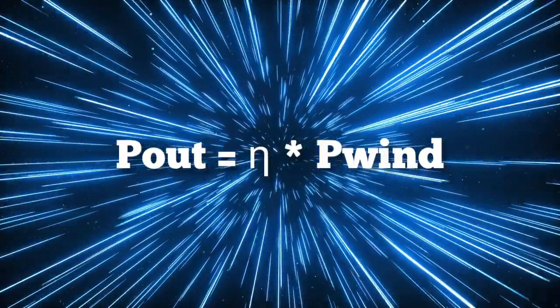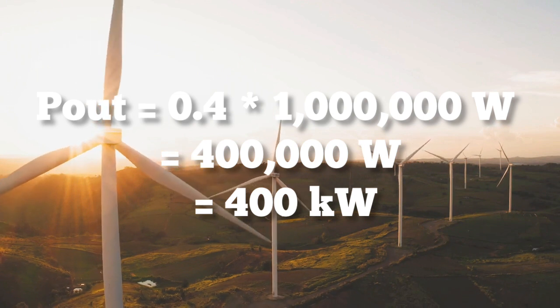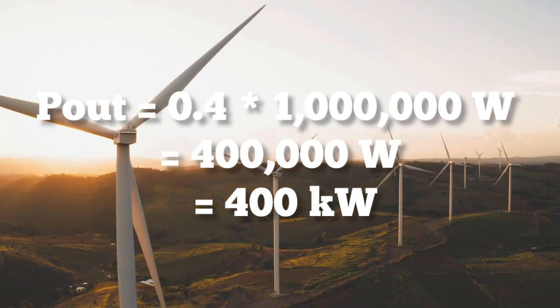Assuming a wind turbine efficiency of 40%, we can calculate the electrical power output using the equation Pout = η × captured wind power. Let's say the captured wind power is 1 megawatt. Thus, Pout = 0.4 × 1,000,000 W = 400,000 W, or 400 kilowatts.